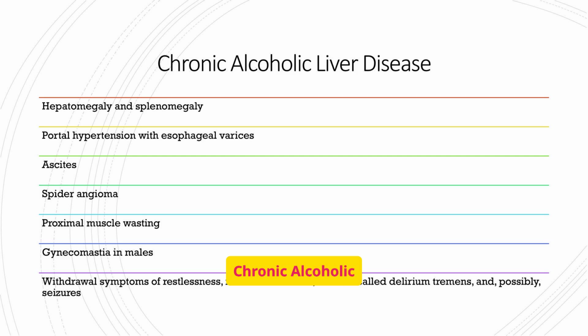Chronic alcoholic liver disease presents with hepatomegaly and splenomegaly, portal hypertension with esophageal varices, ascites, spider angioma, proximal muscle wasting, gynecomastia in males, and withdrawal symptoms of restlessness, mood disturbance, tremors called delirium tremens, and possibly seizures.